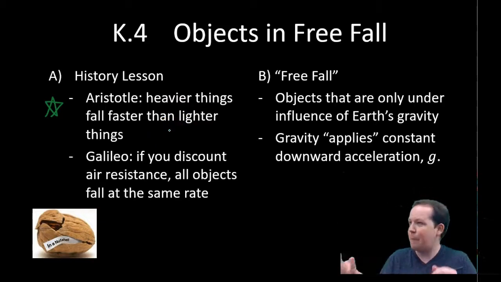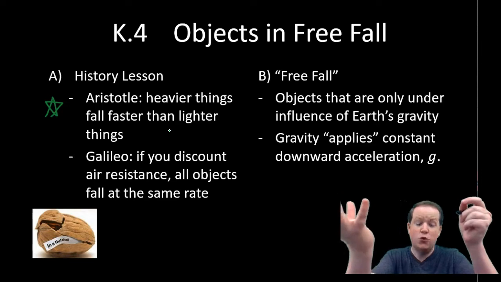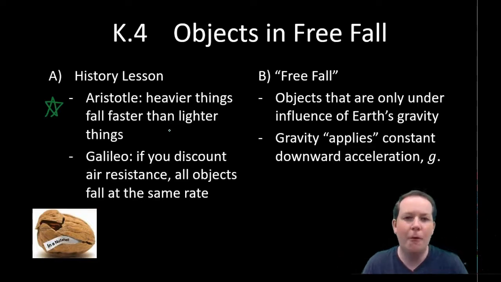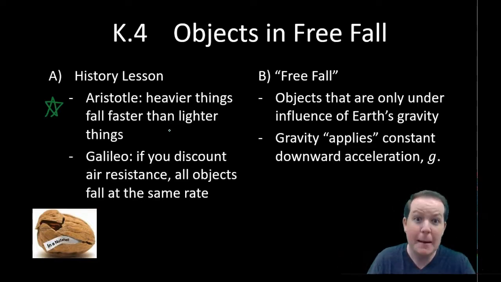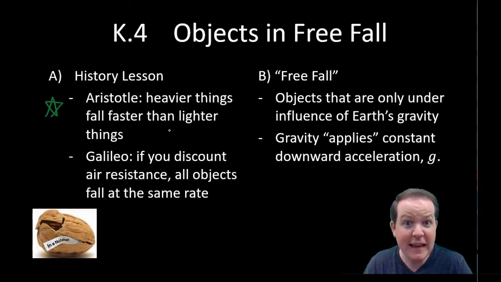And that is not a bad conclusion to make, not only at the time, but even now in our classrooms or at home. If you picked up a bowling ball and a feather and you dropped them, the bowling ball, the heavier thing, would fall faster. It hit the ground first. Even a pencil will fall faster than, say, a piece of paper. So Aristotle wasn't totally out of his mind for thinking about this.